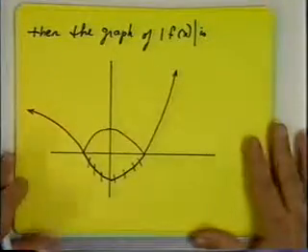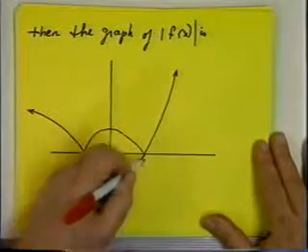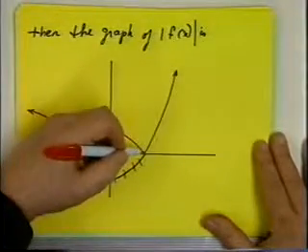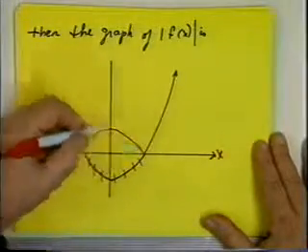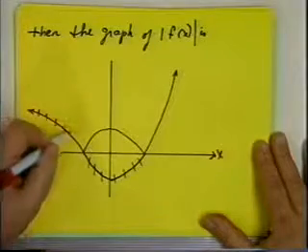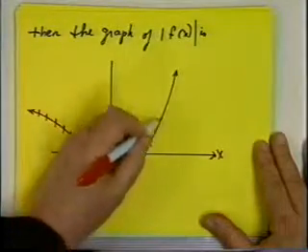So in other words, if this was the graph of f of x, the graph of the absolute value of f of x would look exactly the same, except what? The part that was below the x-axis would then be what? Reflected relative to the x-axis. Reflected means what? The mirror image. So now the graph of the absolute value of f of x, in this case, would be like this.